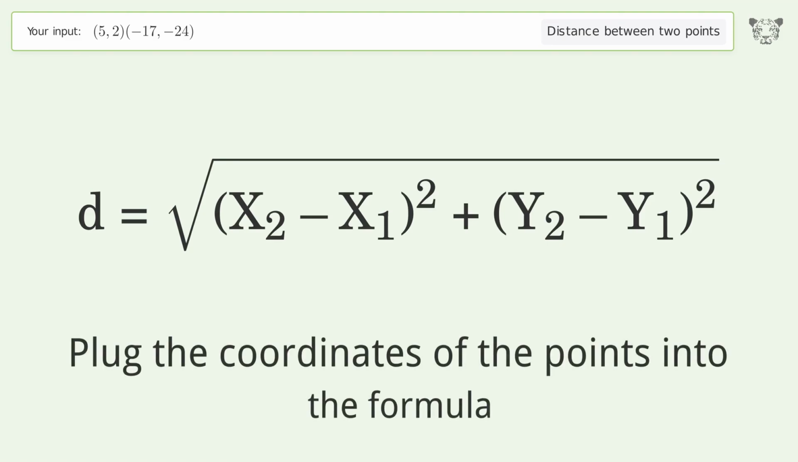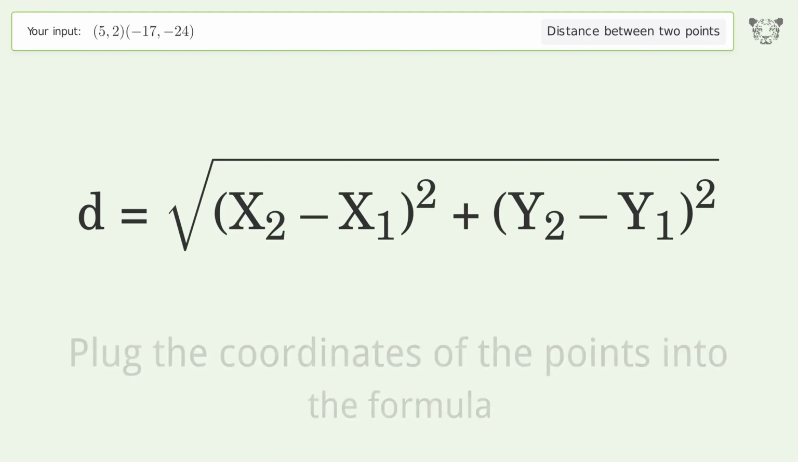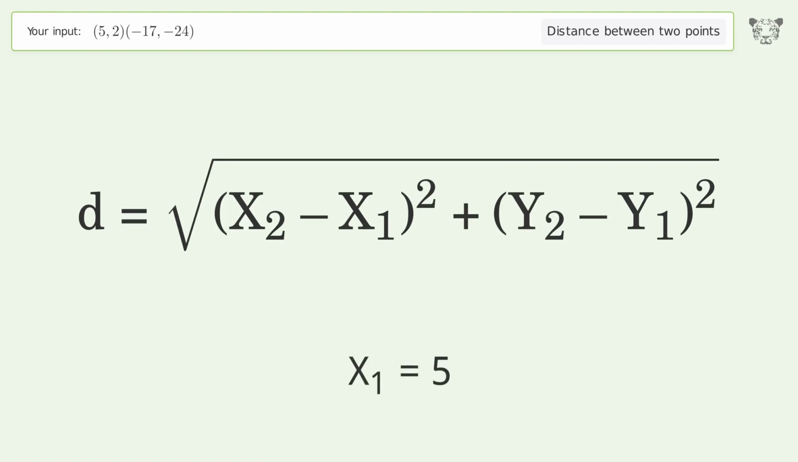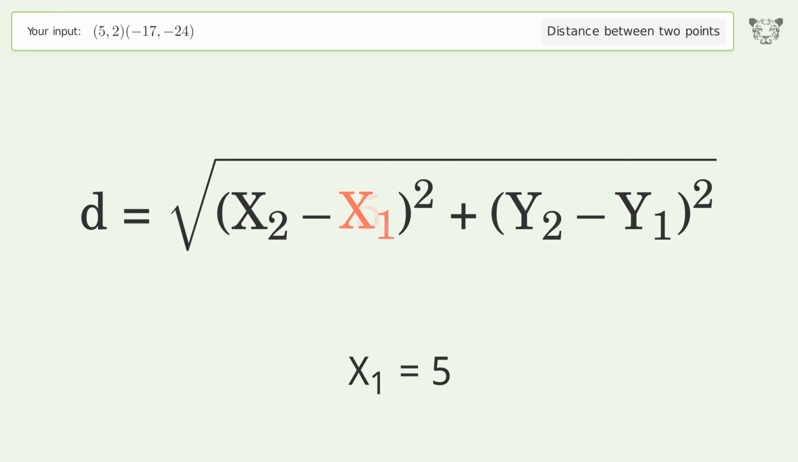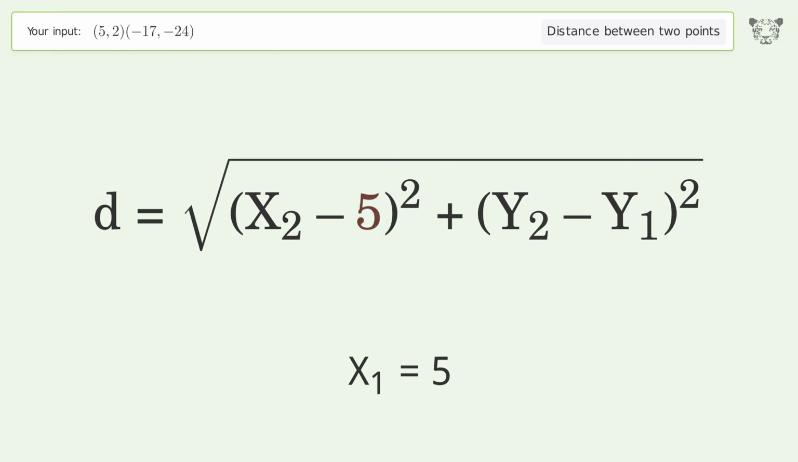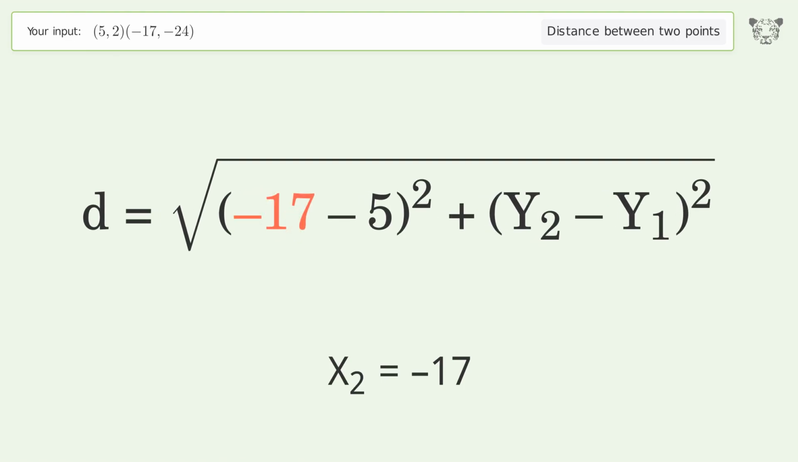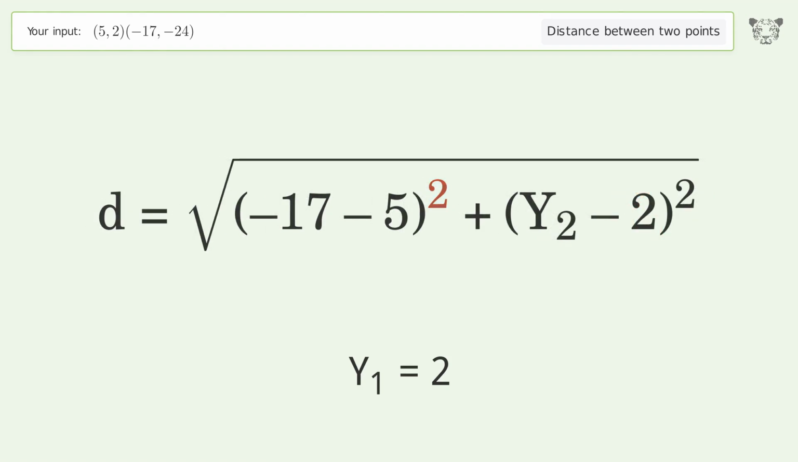Plug the coordinates of the points into the formula. x1 equals 5. x2 equals negative 17. y1 equals 2. y2 equals negative 24.